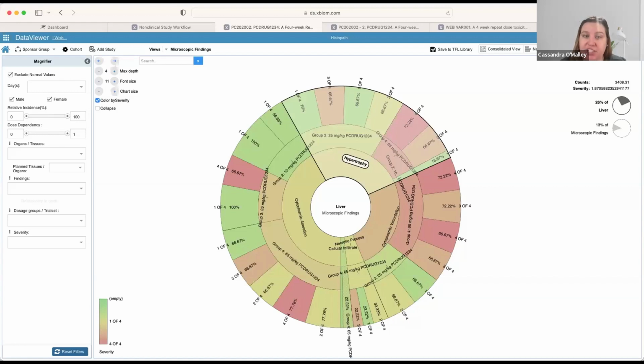But some of the visualizations can be used while the study is ongoing. We use the body weights and clinical signs, for example, to evaluate if there are any signs of toxicity in the study as it's ongoing.